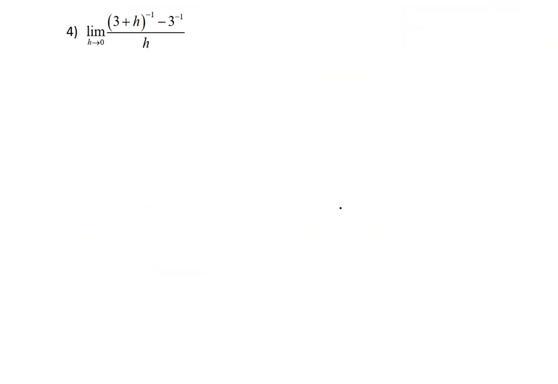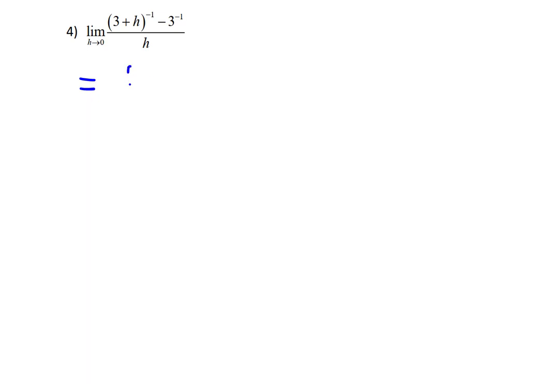Let's try a fourth example. This one reads, the limit as h approaches 0 of a fraction where the numerator is the quantity 3 plus h in parentheses, all to the negative 1 power, minus 3 to the negative 1 power, and then that's all over h. Now, this form can be deceiving. In fact, it's probably best to rewrite this knowing the algebraic property of a negative exponent from algebra class.